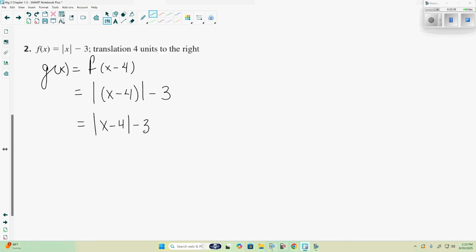Yes? Do we have any like terms? I mean, yes and no. 4 and 3 are like terms, but the 4 is trapped inside the absolute value. We can't just move it through. So this here is our final answer. That's it.